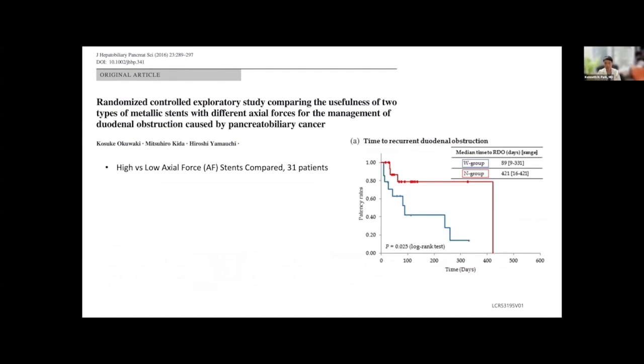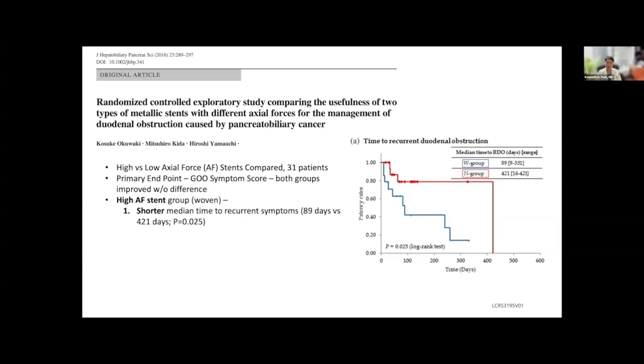What about clinically? Is there any clinical proof that these high versus low axial force stents actually matter clinically? This study, with a small sample size, looked at how the different duodenal stents compare in terms of high versus low axial force. Actually, the high axial force stents had a shorter median time to recurrent symptoms, meaning the very stiff stents closed up faster. The patients reported obstructive symptoms sooner.